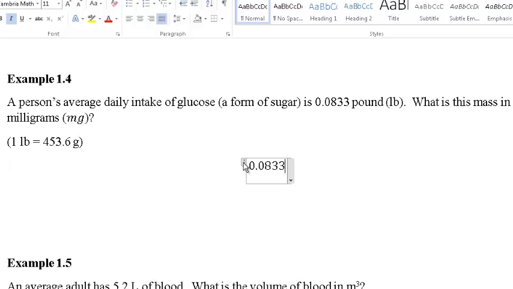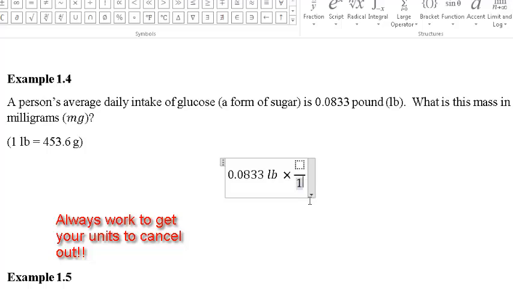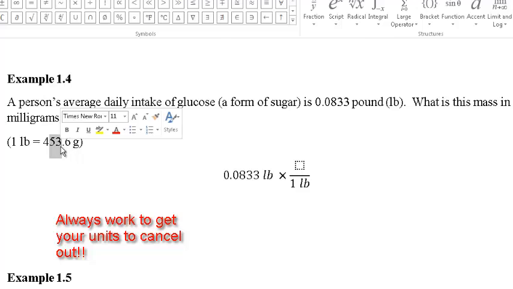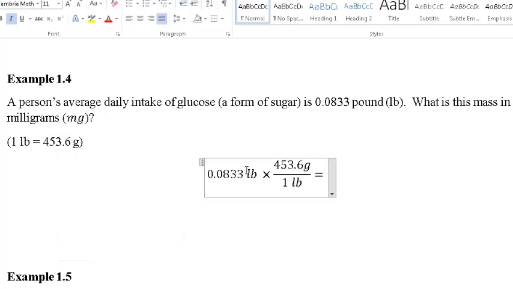us, 0.0833 pounds. And what's our conversion factor? Our conversion factor is 1 pound. So I'll put my pound here because I wanted to cancel. 1 pound is 453.6 grams. So nice thing here is that this pound is going to cancel out with that pound. So let's go ahead and cancel these pounds out. Okay, with the pound canceled, we're left with grams, which is what we want.